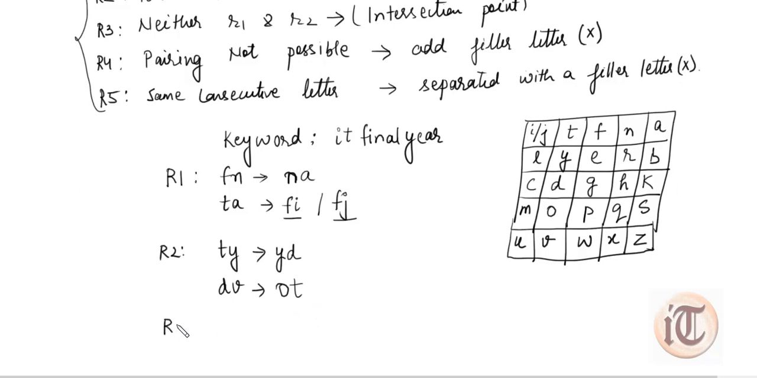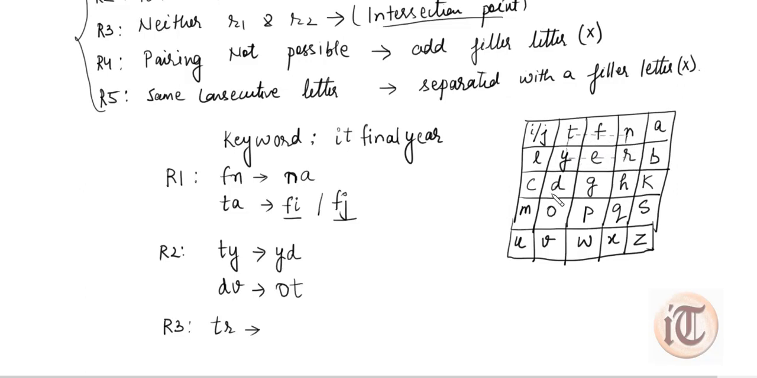Now rule 3 is, R3 is neither R1 nor R2. This means if the plain text letters do not come in the same row or the same column, then at that time we take the intersection point. How? Just take one example, like if I have plain text TR. Now check it out. The letter T comes here and the letter R comes here. So T and R do not follow rule 1 or rule 2. So first we take the intersection point. So we will mark it like this, T and R.